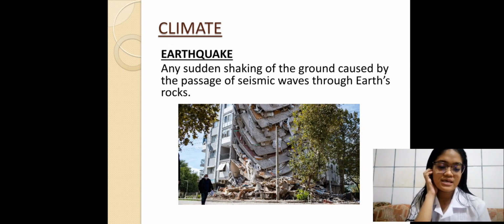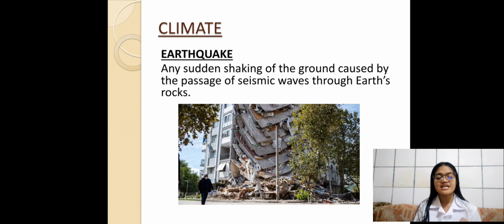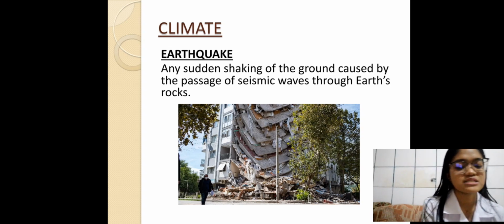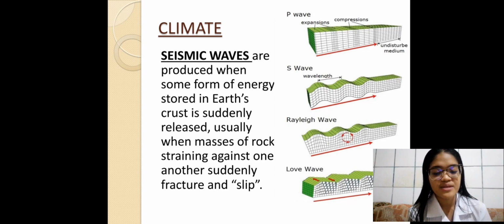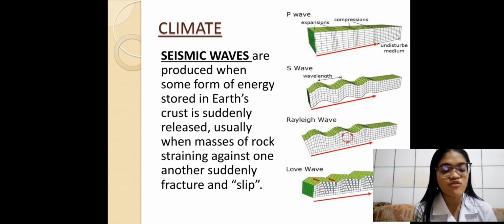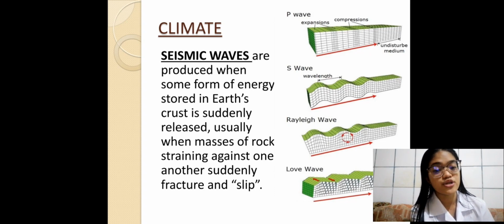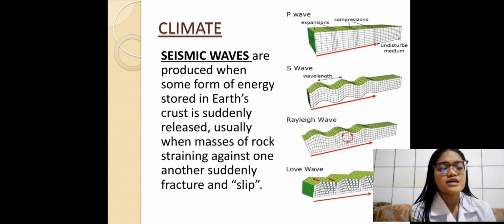Next we have the earthquake. An earthquake is any sudden shaking of the ground caused by the passage of seismic waves through Earth's rocks. So what are seismic waves? Seismic waves are produced when some form of energy stored in Earth's crust is suddenly released, usually when masses of rock straining against one another suddenly fracture and slip. We discussed this in Grade 10 science. There are four: the P-wave, S-wave, Rayleigh wave, and love wave.